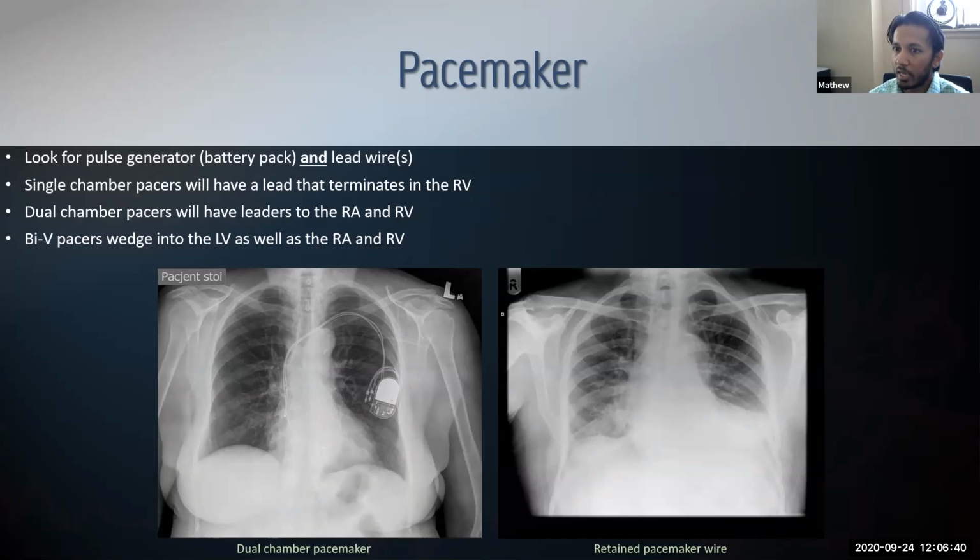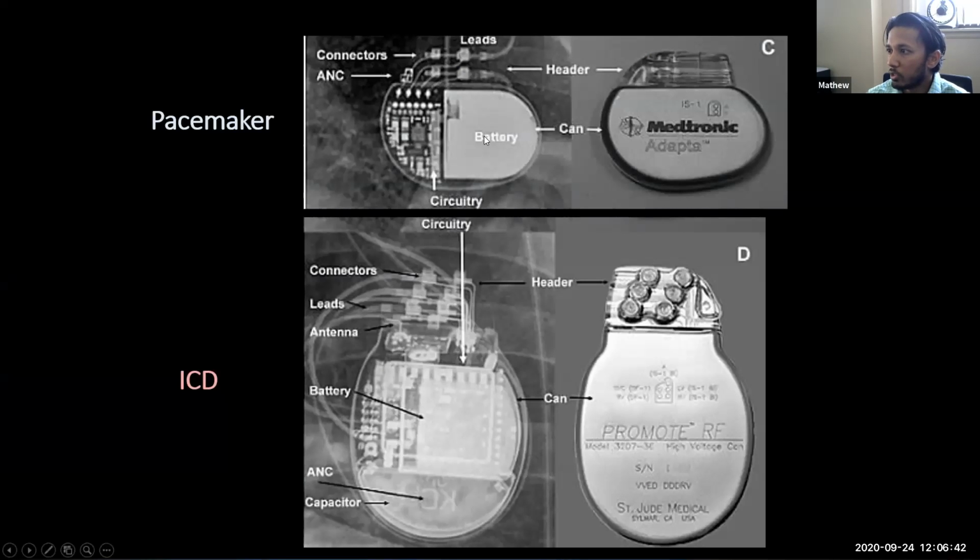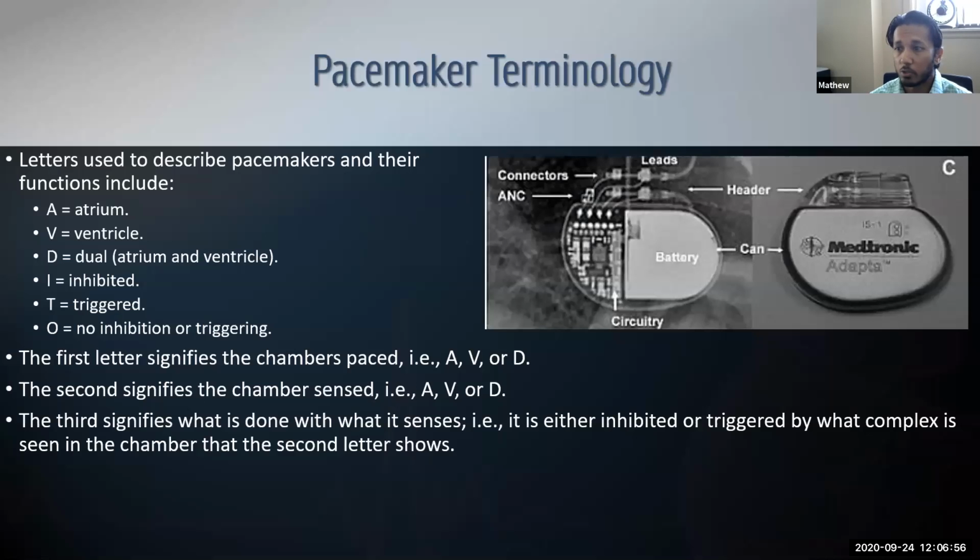So if we go to the next slide and we can see the comparison, again, you can see the battery here, the circuitry, the motherboard for the pacemaker, and then for the ICD, you can see it's all in one, but knowing that the ICD is going to have that thickened wire at the tip will help you decide or know which type of device a patient has.